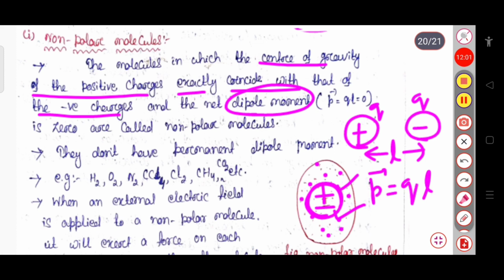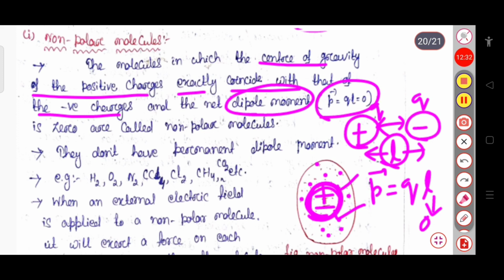But when the positive charge and the negative charge lie at a single point, that is, the center of gravity lies at a single point and they coincide, then the net dipole moment, that is, when L equals 0, the separation between the positive charge and the negative charge goes to 0. In this case, L is 0. So Q into 0 is 0. So here the net dipole moment of the molecule is 0. So these are called the non-polar molecules.